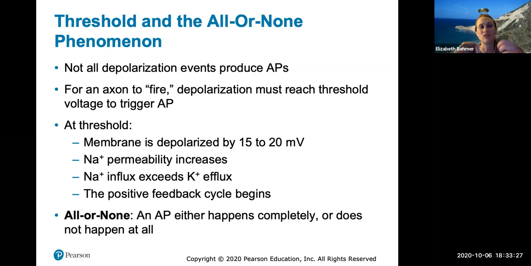So the sodium starts to come in, and if the inside of the cell reaches threshold, then all of the sodium channels open and all of the sodium rushes into the cell, bringing with it its positive charge and making the inside of the cell more positive. At this point, the sodium influx will exceed the potassium efflux. And this positive feedback cycle begins at threshold, meaning once we reach this threshold voltage, the action potential will fire no matter what. So we call that the all or none phenomenon. Once we reach threshold, an action potential will happen completely.